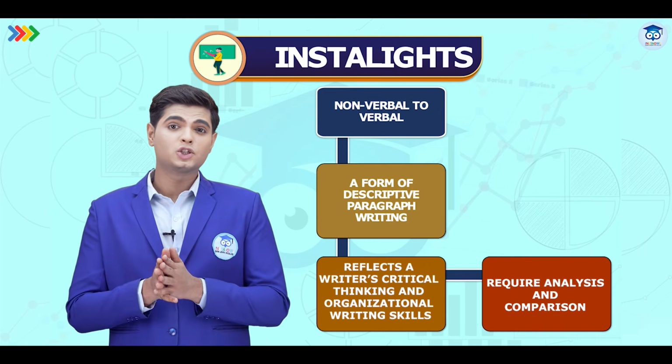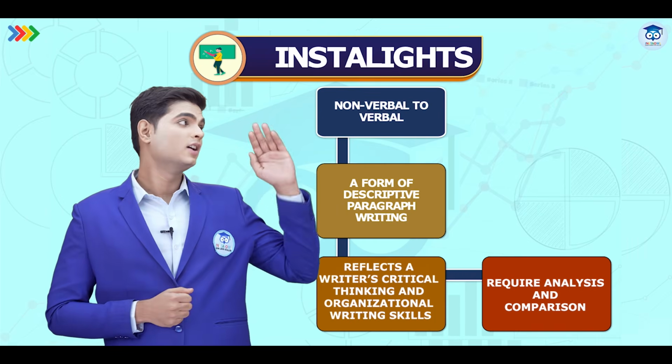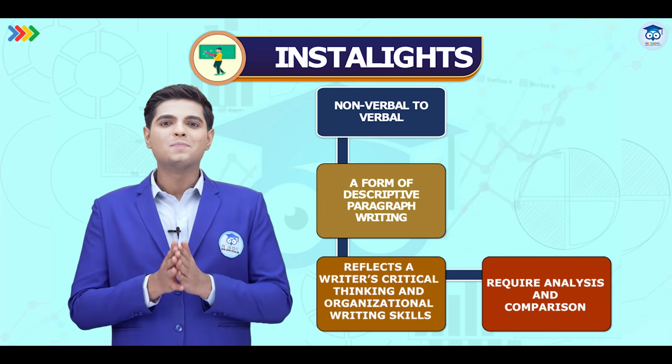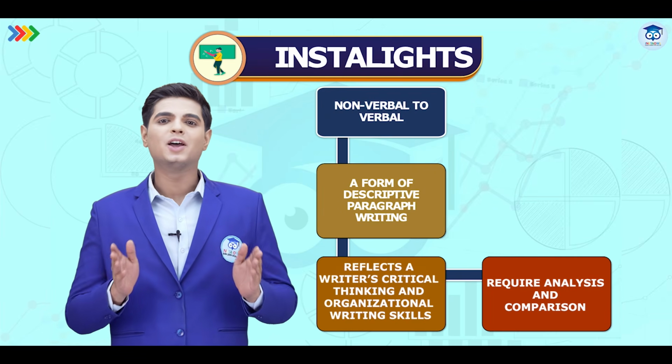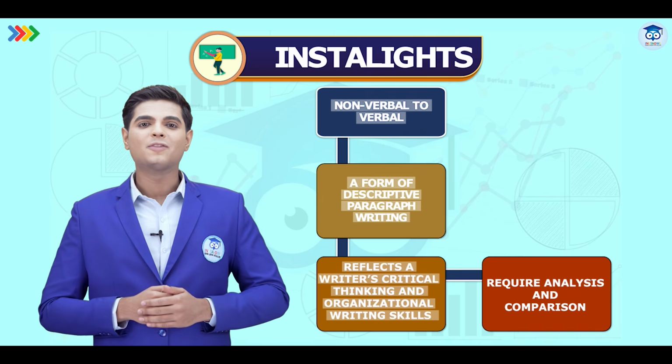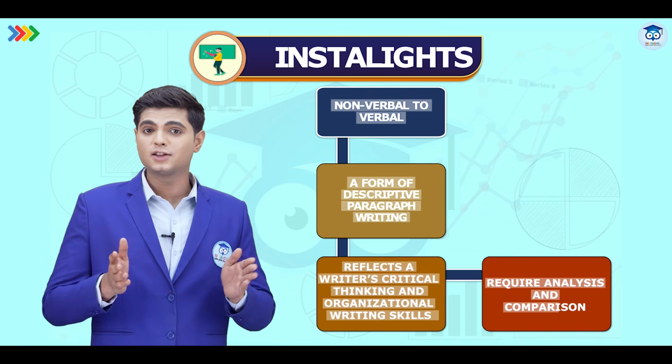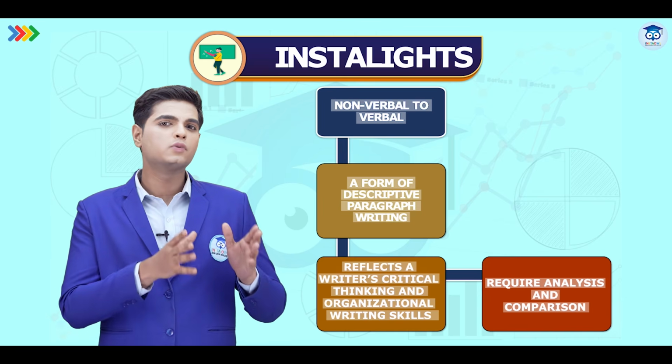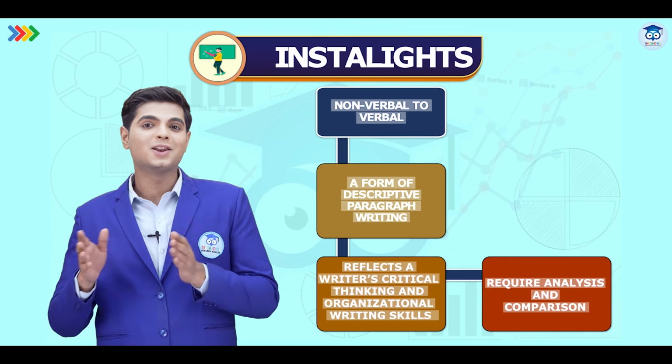Students, let's bring this chapter to a close by switching on the Insta lights. To conclude, remember, writing an analytical paragraph involves moving from non-verbal to verbal by interpreting charts, tables, and data. It is a form of descriptive paragraph writing that requires careful observation and reflects a writer's critical thinking and organizational writing skills. Your paragraph should require analysis and comparisons of the data, transforming visual information into clear, written explanations.